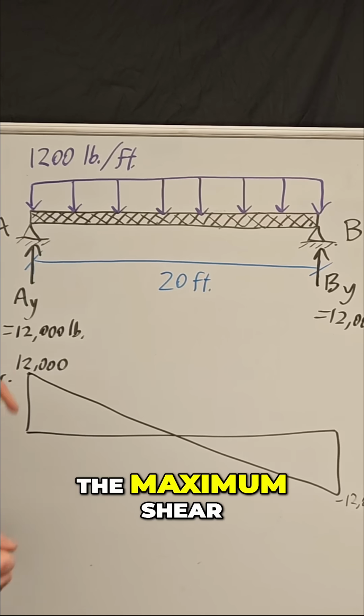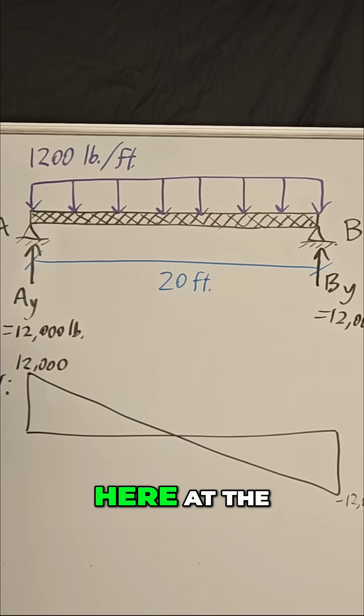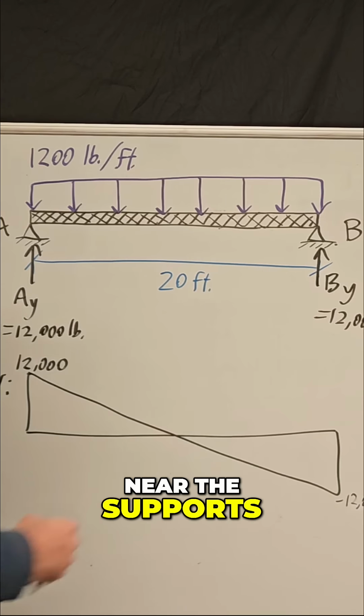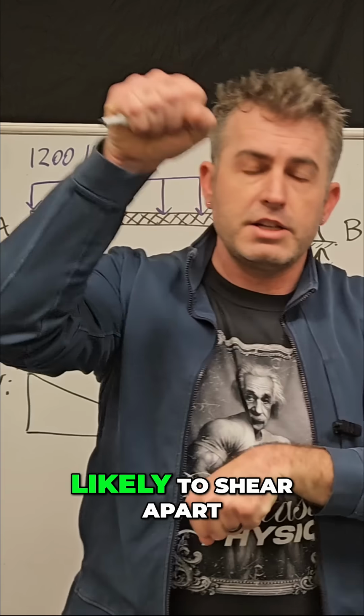And as you can see, the maximum shear in this beam is going to be right here at the beginning and right here at the end. So at these 2 points here near the supports, that's where the beam is most likely to shear apart.